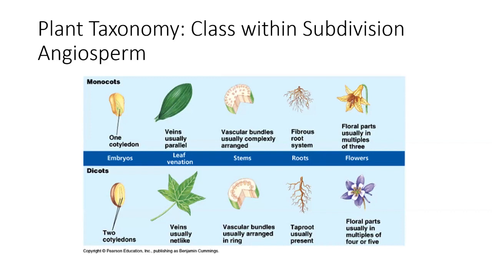Dicot, when it germinates, you have 2 cotyledons or seed leaves. So when they start to germinate, you'll see 2 little seed leaves. Net venation, and vascular bundles arranged in a ring. So remember that: think tree ring. Then they often will have a taproot system, and their flower parts are going to be in multiples of either 4 or 5. All right.